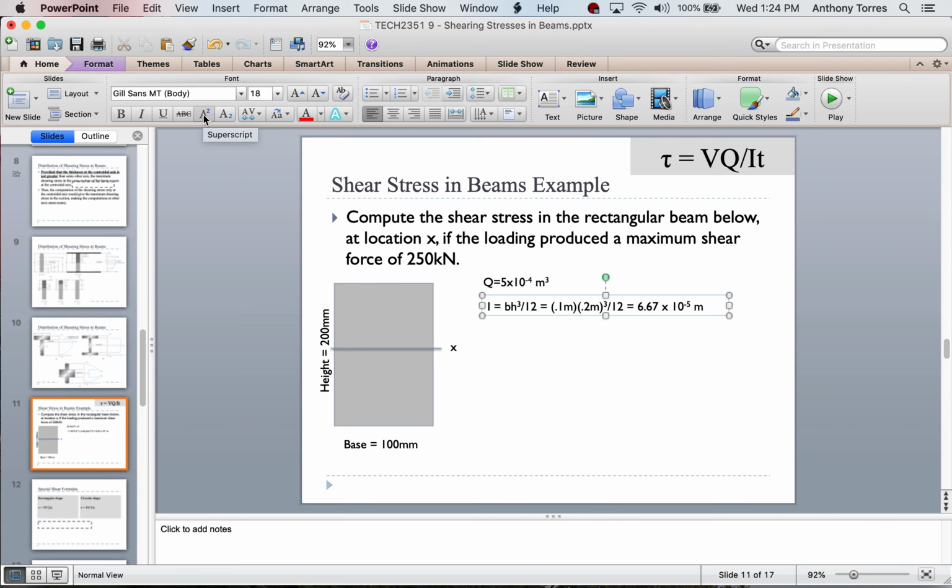Moments of inertia are in lengths to the fourth. We're dealing with meters, so we're in meters to the fourth. Great. Now we can calculate tau. We have everything already. We know the thickness. That's easy, so I don't need to write that. So for tau, I'm just going to use a capital T, since I don't have that symbol readily available. So T is equal to VQ over It, and we know this information. V is 250 kilonewtons. It's fine leaving it in kilonewtons. Q is the 5 times 10 to the negative fourth. Let me make this bigger for us.